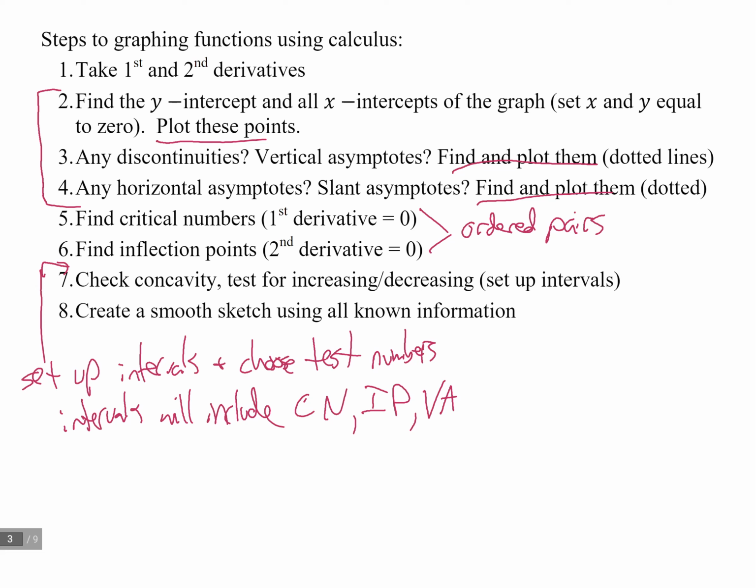Okay, so all of your critical numbers, all of your x values for your inflection points, and all of your vertical asymptotes will all go in your intervals. Your x-intercepts will not. You do not include those. Okay, now you're going to check your concavity and test for increasing or decreasing.